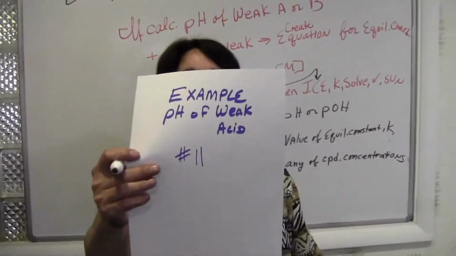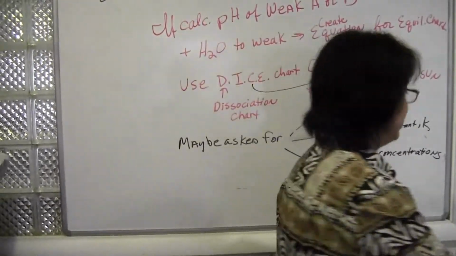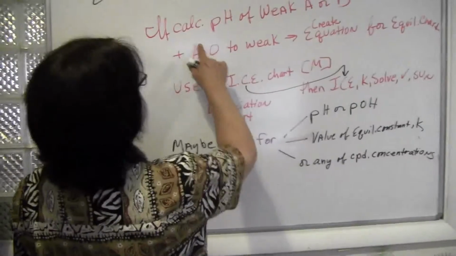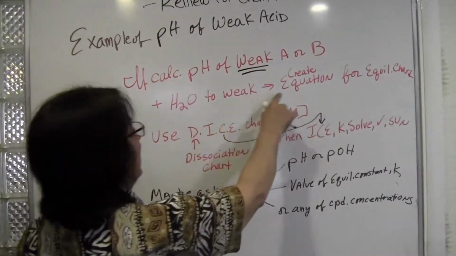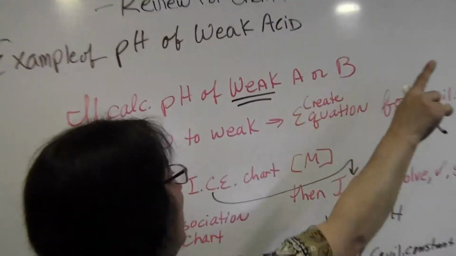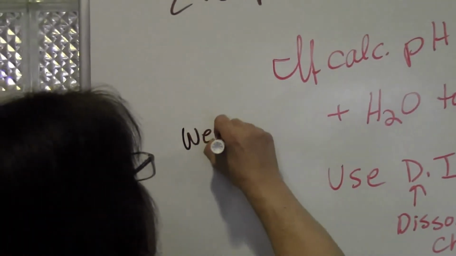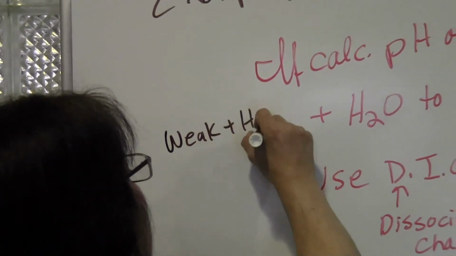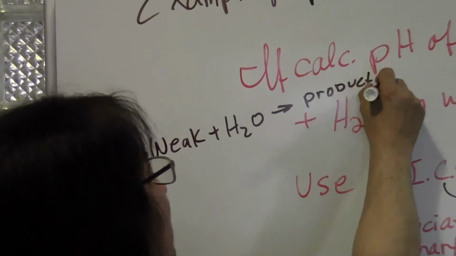In this video we're covering an example for finding pH of a weak acid. When you're calculating pH of something weak, to create the balanced equation at the top of the equilibrium chart, you're going to take the weak acid plus water, and then you're going to write out the products. And I'll show you how to do that in a minute.